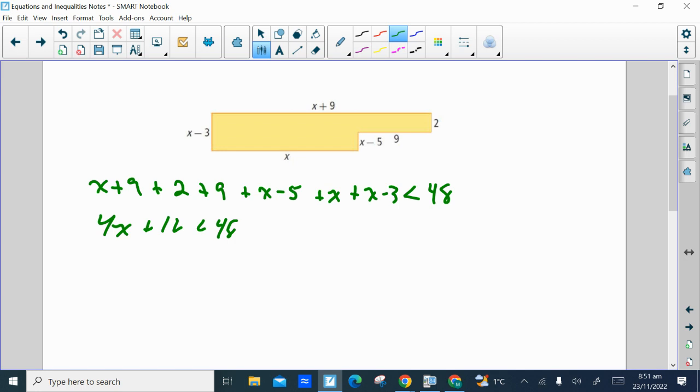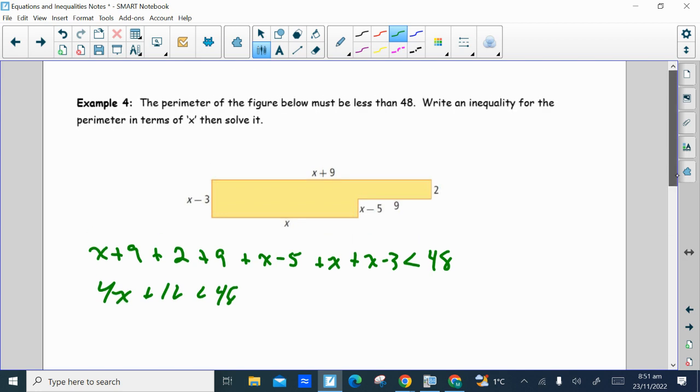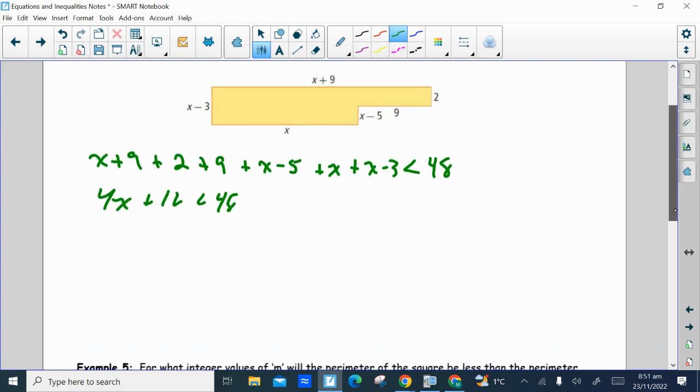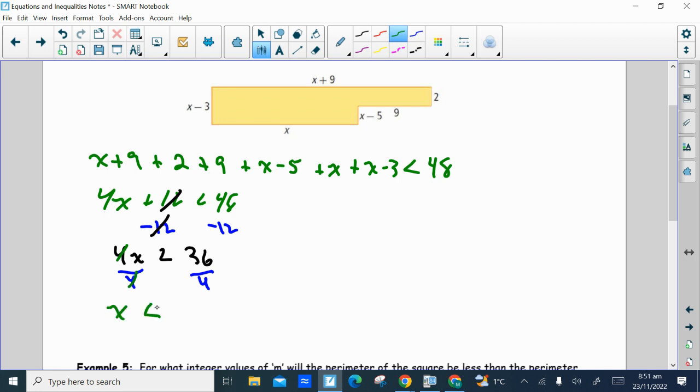And to solve this inequality, again, because we're told that the perimeter has to be less than 48, I'll subtract the 12 from both sides. So on the left, 12 take away 12 cancels. We're left with 4x is less than 48 take away 12 is 36. And then we divide both sides by positive 4, so the inequality does not change because we're not dividing by a negative value. On the right, 36 divided by 4 is 9, and so there's our answer. X has to be any number less than 9.